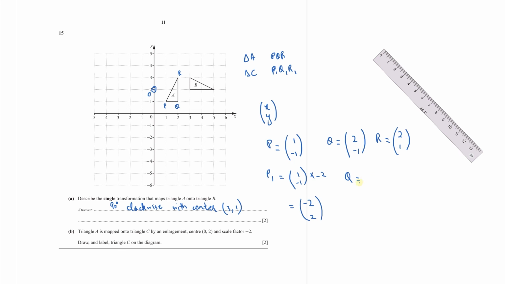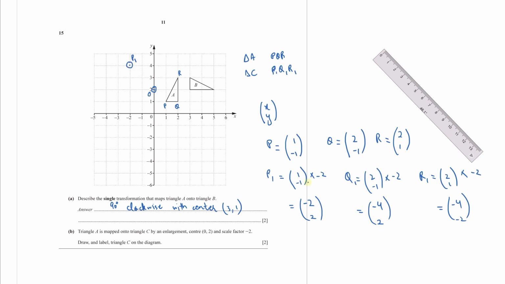Similarly for Q1, it would be 2, -1 multiplied by -2. So this would be -4 and +2. And then your R1 would be 2, 1 multiplied by -2, your scaling factor, and this becomes -4 and -2. But remember, all these coordinates are with respect to this center of enlargement. So your P1 would be -2 and 2, which means you move -2 in X direction from your center and then +2 in Y direction to get to P1. So this would be your point P1.